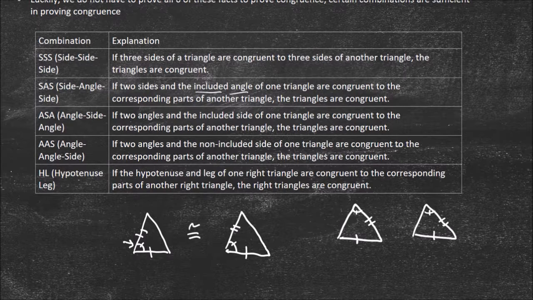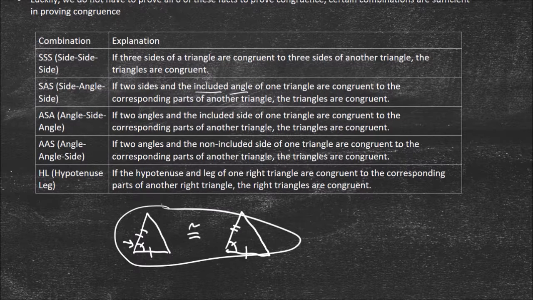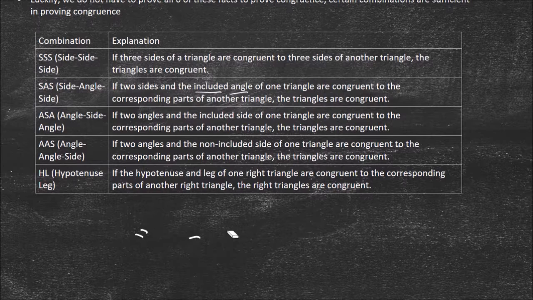This is important that it's not SAS because it is not the included angle. It has to be the one in between the two sides. So in this case, it would have to be this one, but it isn't. So these are not congruent triangles because we don't know that the included angle is congruent. So it has to be the included angle like this one here. All right, so next example.